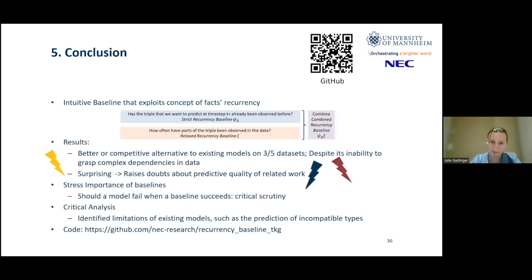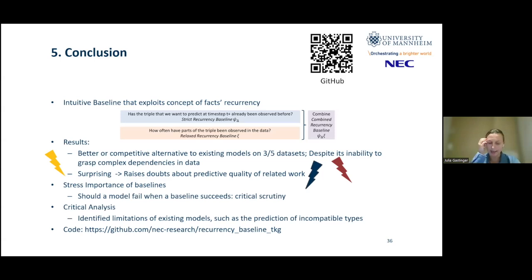We find that it is a better or competitive alternative to existing models on 3 out of 5 datasets, even though it's not able to grasp any complex dependencies, and this is somewhat surprising. And we hope that with this work, we can stress the importance of baselines. So if a model fails when a baseline succeeds, it should probably be subject to critical scrutiny.